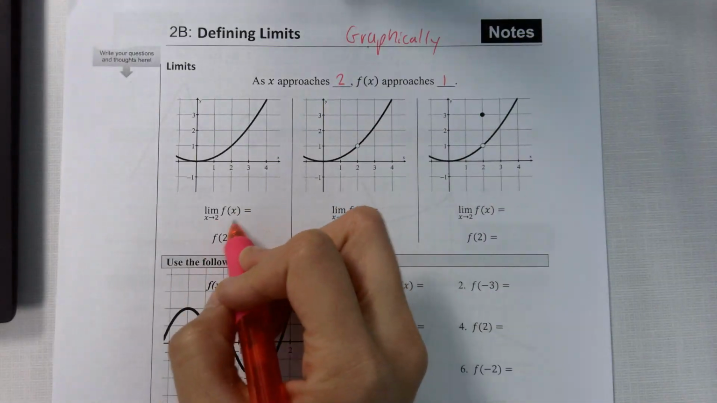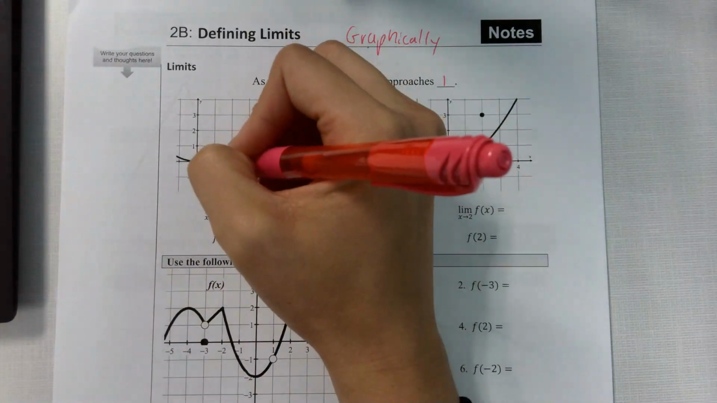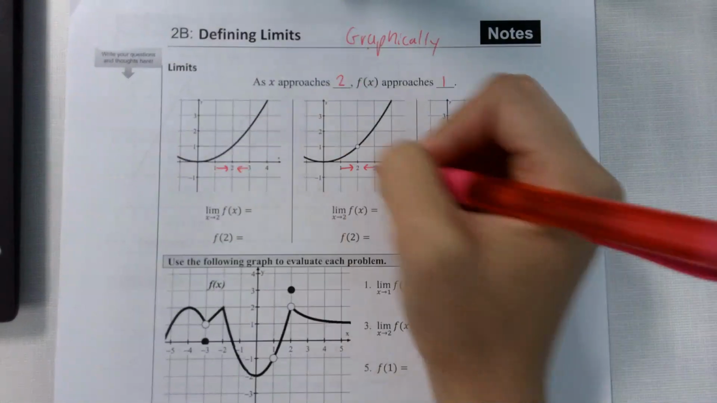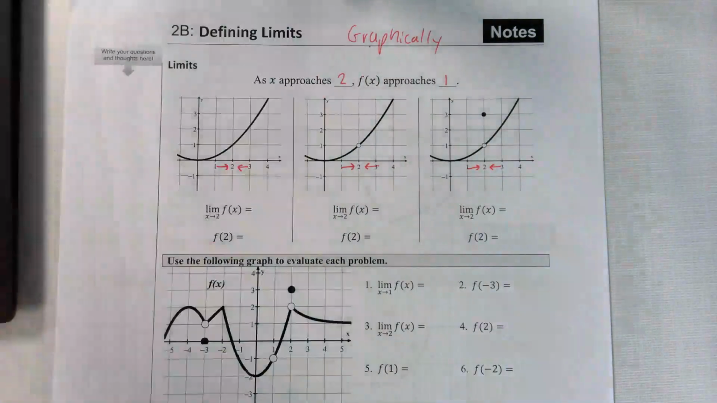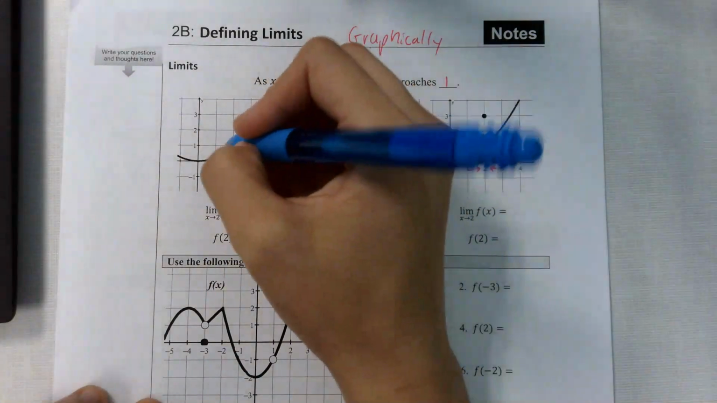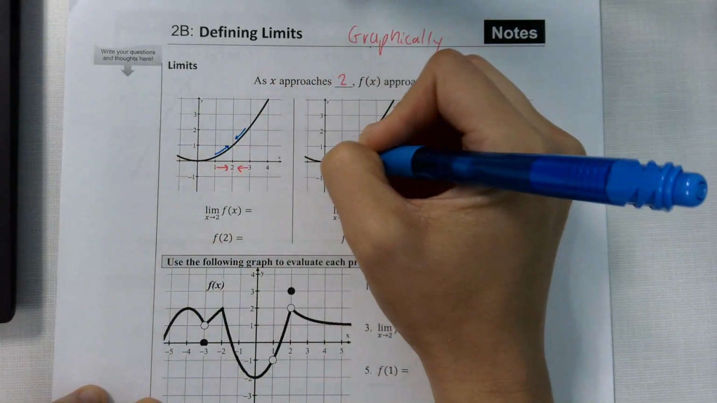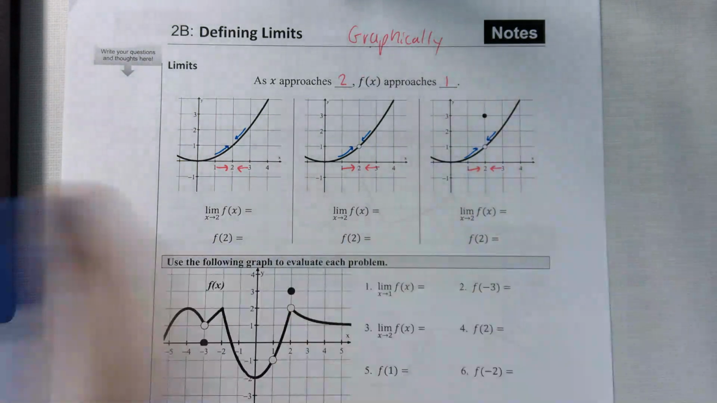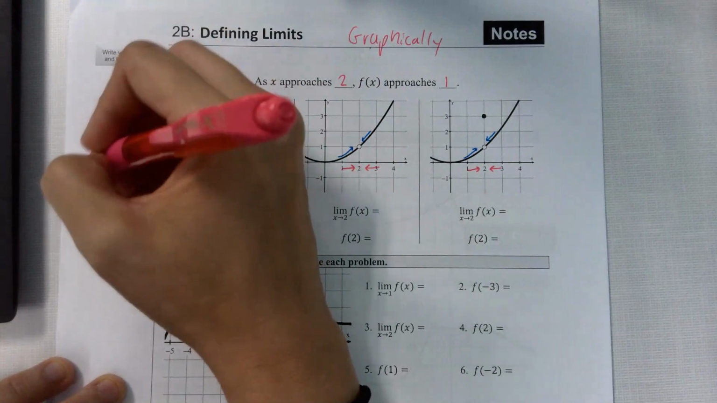So this first one, right, the limit as x approaches 2 of f of x. We're always looking to approach 2 from the left and right side. That means we're on the graph and we're approaching it from the left, right. So limit is approaching. Limit equals approaching.